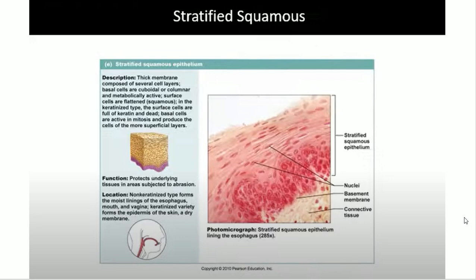Stratified squamous. So you can see the multiple layers, extra layers available to fight the friction. I have no idea how many layers these are, but you can see in this one all the different nuclei and how far down that stretches. Basement membrane down here, connective tissue below it, and all of these stratified squamous epithelium.